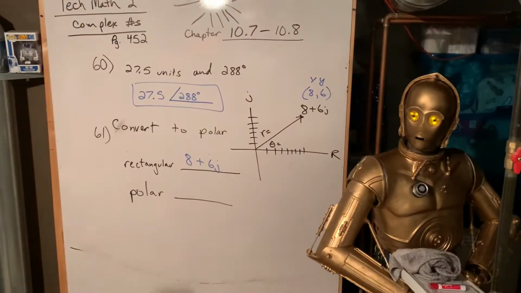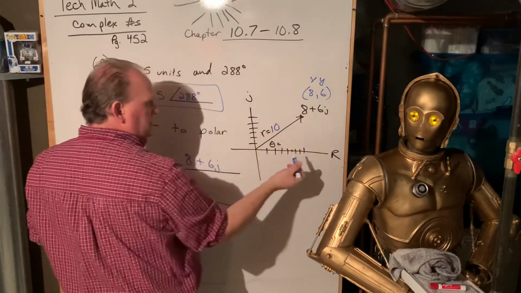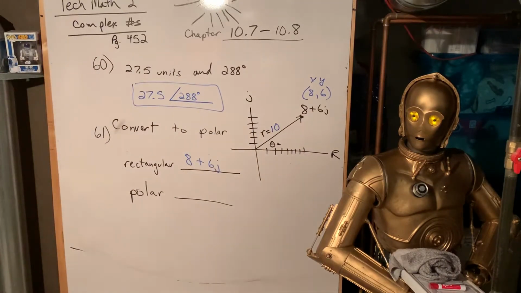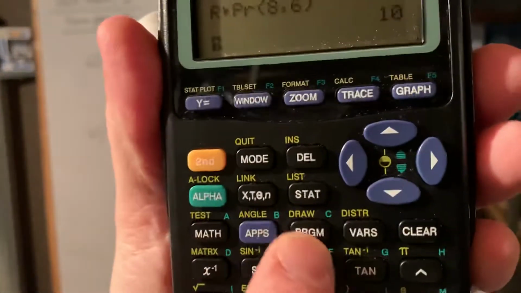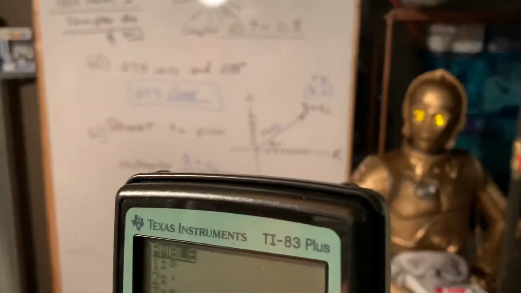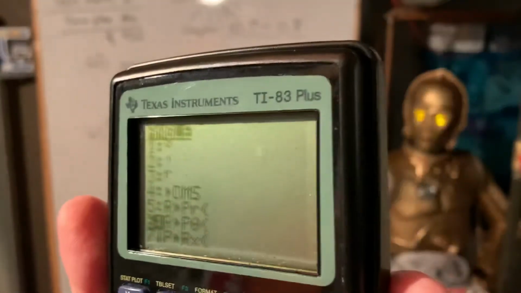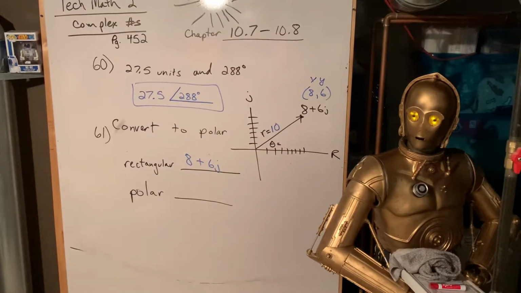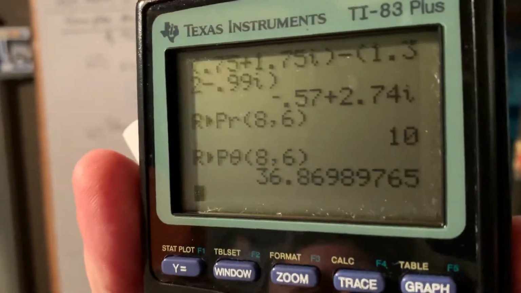So this is telling me that the length of the vector here is 10. And that was off of the 8 comma 6. Now we can also use the same thing: second, apps, and then down to rectangular to polar, theta. So I'm changing it from rectangular to polar, theta, hit enter, put in your 8 comma 6, and that's 36.86. We'll just make it 37 degrees.